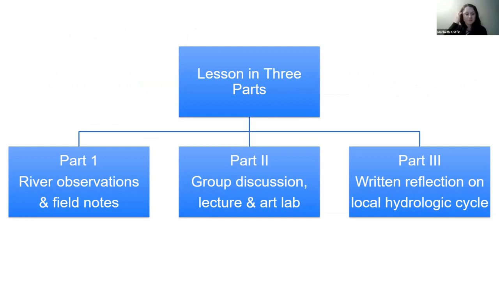So there's 3 parts. The first part took place before the actual lesson on site, and that's the field observation and field notes. So that's piece 1. Piece 2 is a discussion and lecture, and then the painting practice. And then part 3 is a reflection and more of a written work and a little more research on the local hydrology. So next slide, please.